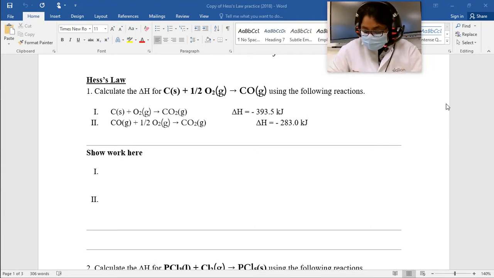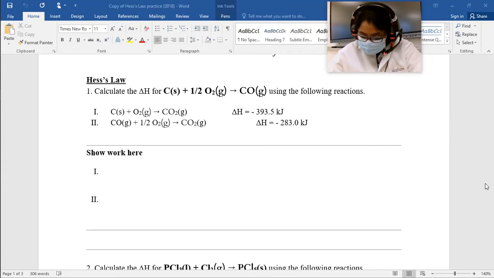All right, peoples. I'm going to go over all 6 questions of this Hess's Law worksheet. Please make sure you watch all of the problems and make sure that your answers are correct and you know what you're doing for your quiz tomorrow. Okay?